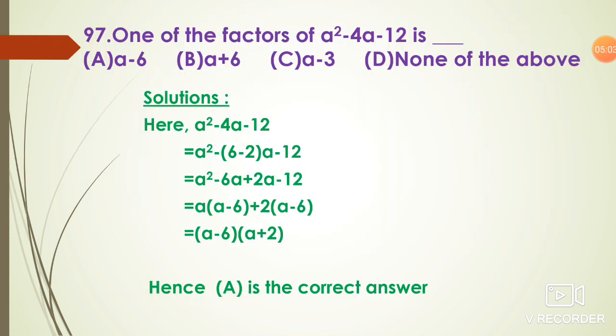Question number 97. One of the factors of a square minus 4a minus 12. You have to do middle term factorization of a square minus 4a minus 12. So after middle term factorization, we get that a square minus 4a minus 12 is a minus 6 into a plus 2. So we see that a minus 6 and a plus 2 are two factors of the given expression. So A is the correct answer.